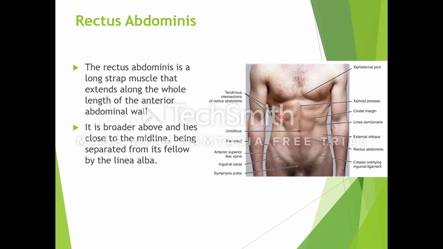You can see the tendinous intersections which are present in the upper part of the rectus abdominis muscle. One intersection is present at the level of the umbilicus, one is present at the level of the xiphoid process, and this is the xiphoid process. This intersection is present at this level, and there is one intersection which is present midway between the xiphoid process and the umbilicus. These tendinous intersections will divide this muscle into 6 packs. These are the 6 packs which are very prominent in people who do exercise.